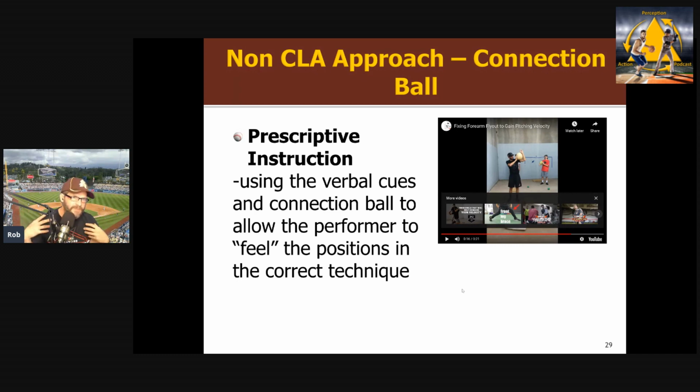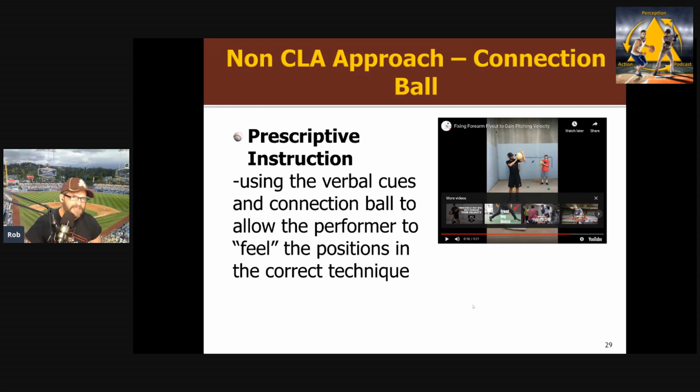This is where your arm should be. So the connection ball is going to help them feel where the right solution should be, the correct positions you want when throwing. So this is using a connection ball for prescriptive instruction. It's using it to support the development of an ideal technique. I'm going to cue you, I'm going to let you feel the right positions. So it's the same ball, same tool, same problem, but used in a very different way.